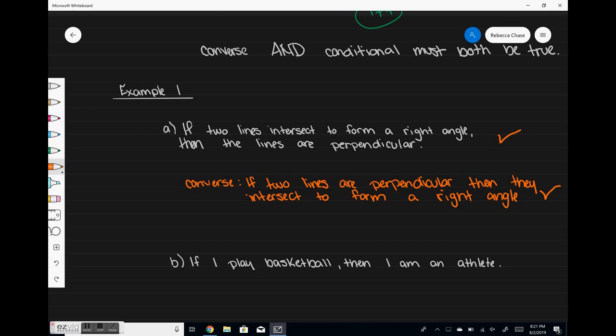Okay, so we look at that. So if two lines are perpendicular, does that mean that they intersect to form a right angle? Absolutely. So they're both true, so now we can go on to write our biconditional. So what I'm going to do, when I write this biconditional, I'm going to cross out if, and I'm going to change the then to the IFF. All right, so our biconditional would be: two lines intersect to form a right angle if and only if, so IFF, the lines are perpendicular.